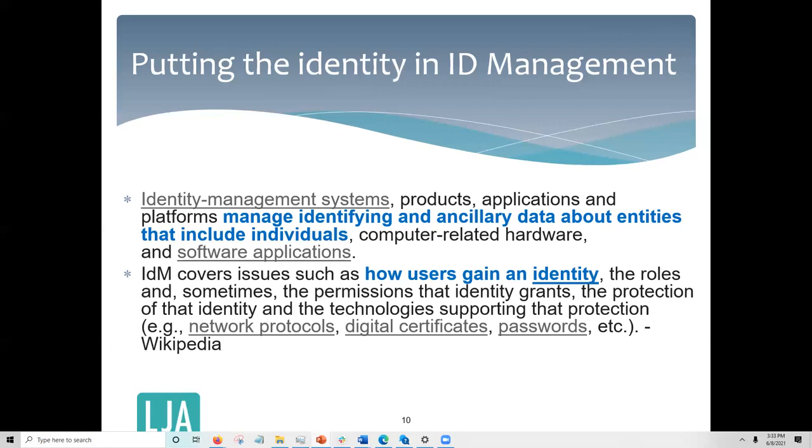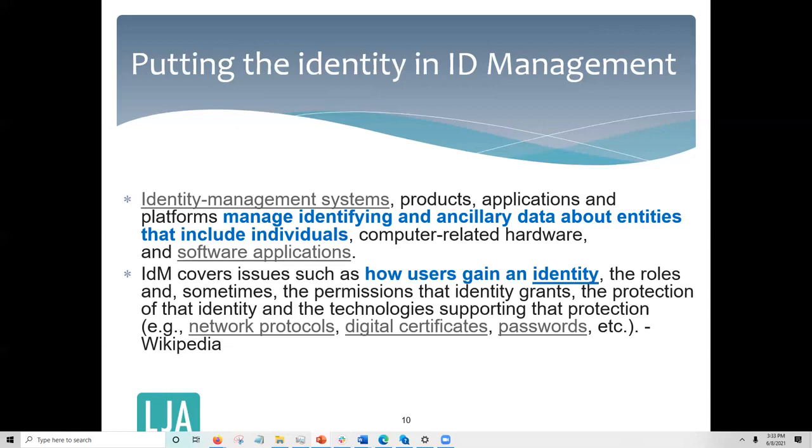And I think this piece of Wikipedia really gets to what we're looking at from a metadata standpoint, which is that it's managing the identification and the data that's created about entities, and that includes individuals. What Wikipedia describes is managing identifying and data about identities that includes individuals. And so that's really one of the critical pieces of it in terms of how we fit into it.